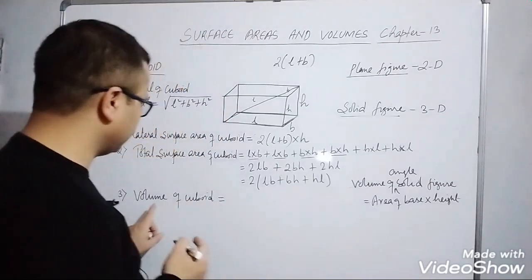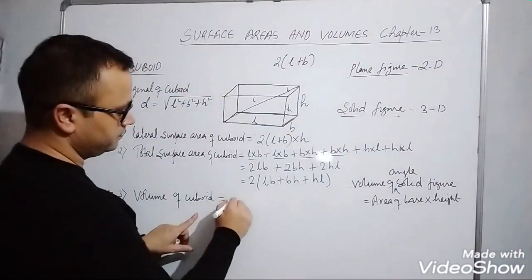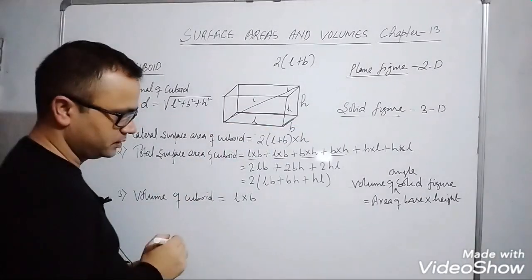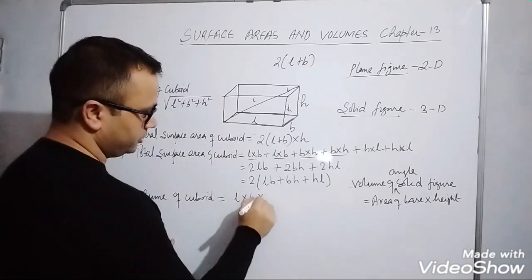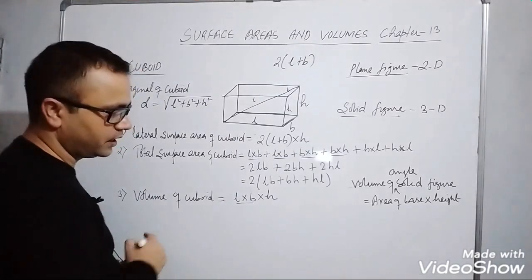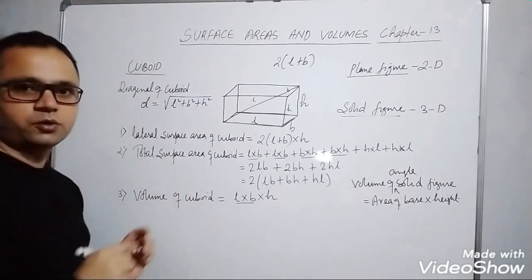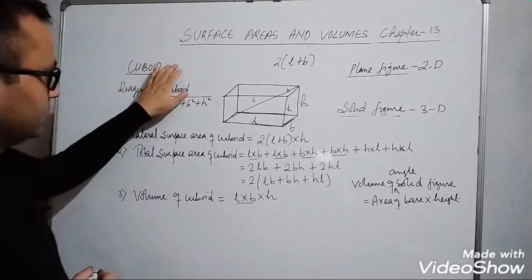So what will be the volume of a cuboid? The area of base is L into B, because it is a rectangle, and again we have to multiply with height. So L into B into H. L into B is the area of the rectangle, and again we multiply with height. So we will get the volume of the cuboid. So this is the case of the cuboid. Now move to cube.